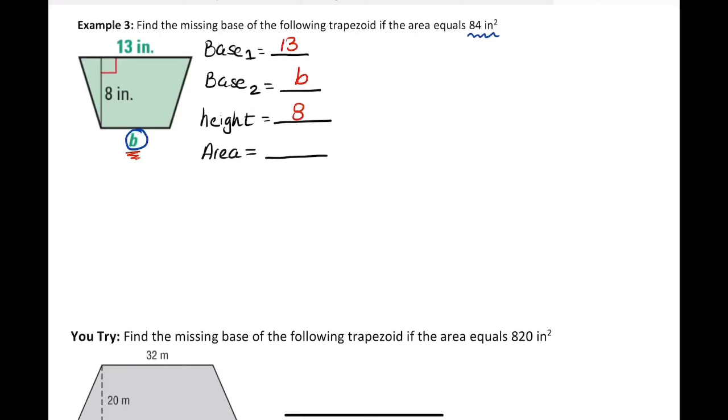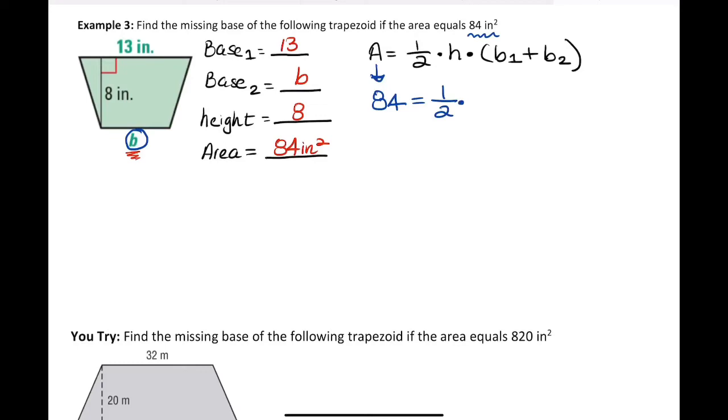and right here I can add another important figure: we know that the area is going to be 84 square inches. And just like I have been doing all along, I'm going to write out the formula for area with no numbers in their place. So area equals 1/2 times height times the sum of the bases. So this is one where we have the area. The area is 84. I'm not going to put 84 square inches, I'm just going to use the number 84. 1/2 is just what it is. The height is 8. The base 1 is 13. And base 2 is b.